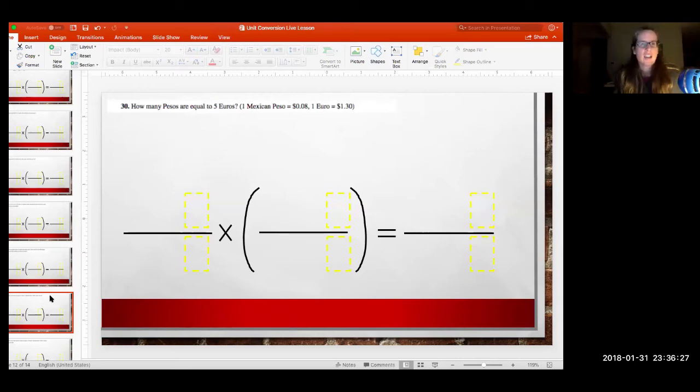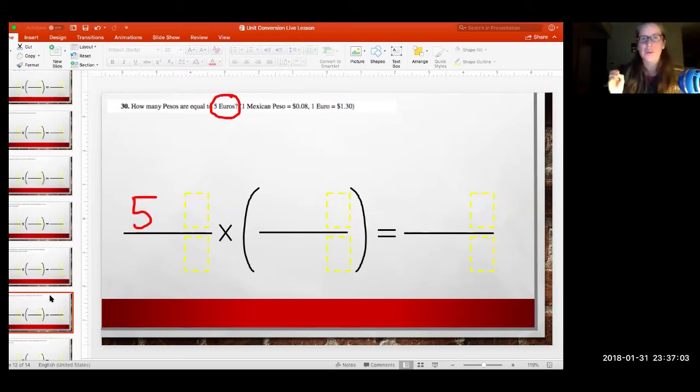Okay. How many pesos are equal to 5 euros? 1 Mexican peso is 8 cents, and 1 euro is $1.30. So what they're doing here is they're having you convert euros to dollars and then dollars to pesos. Does that make sense? Mm-hmm. So you have 5 euros.